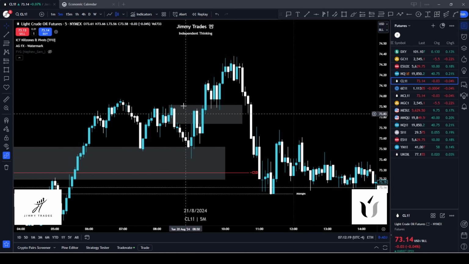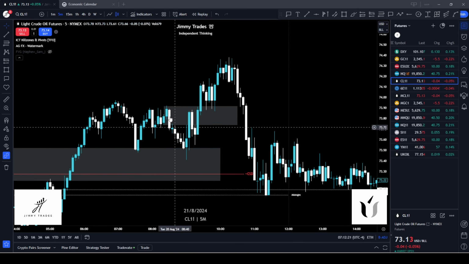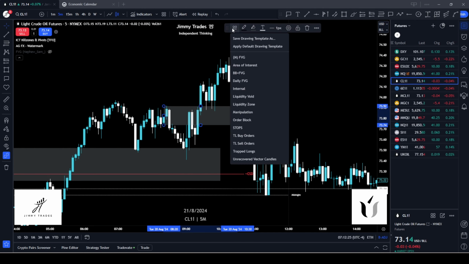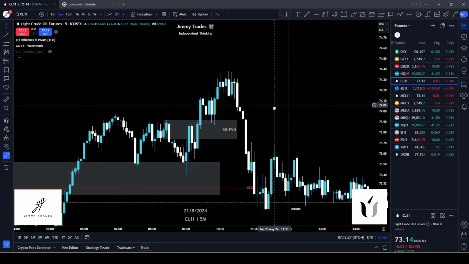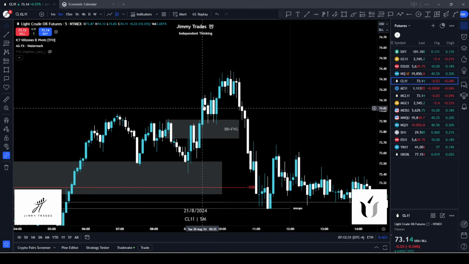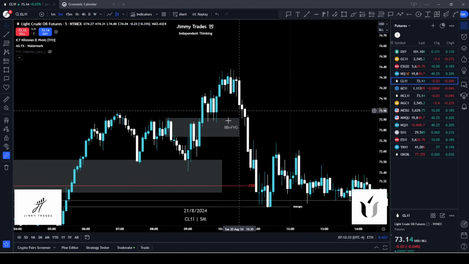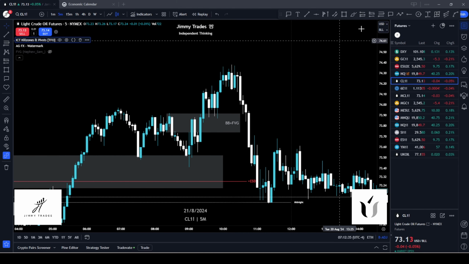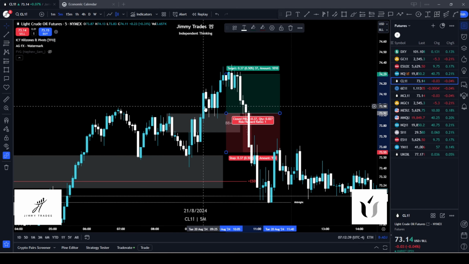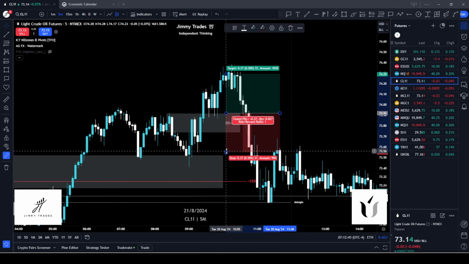So this is our setup here now. We've got our breaker plus FVG. We get displacement and a clear close above the breaker. Then I'm looking, as soon as this 9:25 candle closed, that was when I placed my limit orders.